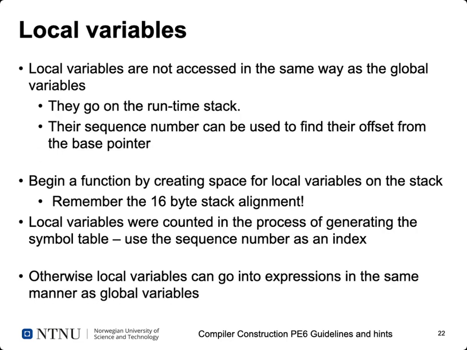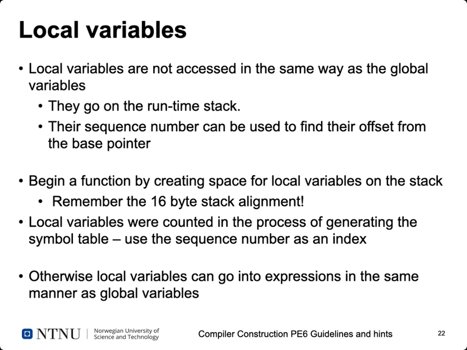Local variables are not accessed in the same way as global variables, because they're not in the data segment, but are located on the runtime stack relative to our stack or base pointer. And that's why we insisted on having this sequence number and being precise about it. The sequence number for local variables can be used to find their offset from the base pointer. We just multiply the sequence number by 8 and we have an offset for our variable.